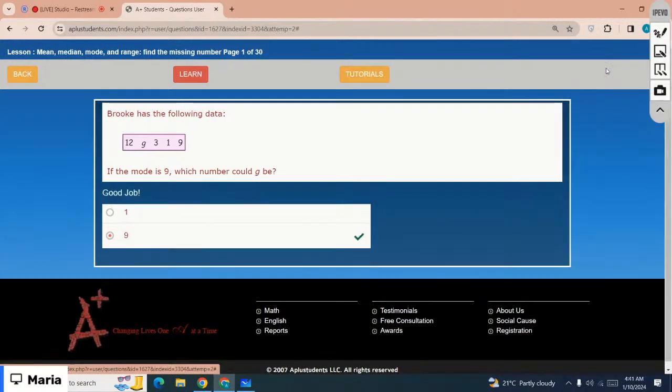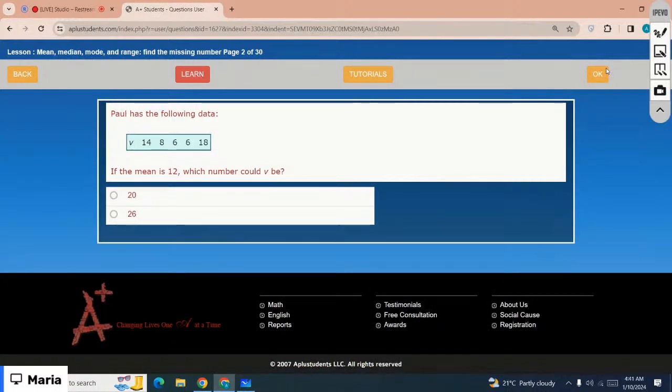The correct option is 9. Paul has the following data. If the mean is 12, what could V be? Okay, the mean is 12, right? You are given two values, 20 and 26.